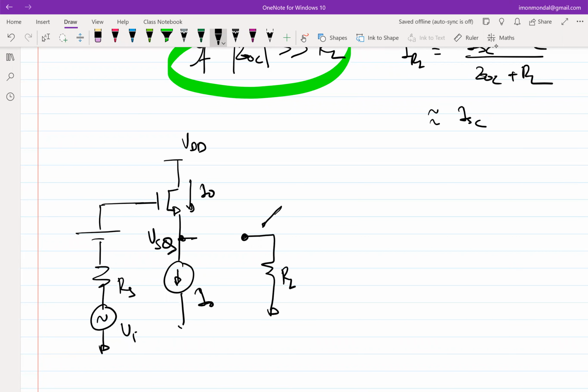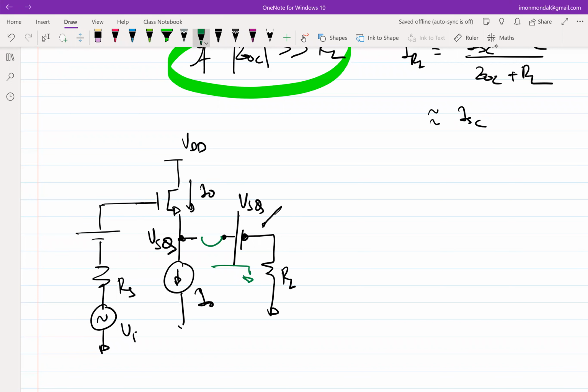But I cannot do that here because the quiescent voltage across RL left as is zero. So the alternate is to put a battery of value VSQ and then connect these two. Right. So then I will not be drawing any current into this network. If I don't draw any current into this network, then all the current I0 flows through the transistor. No harm done as far as the quiescent point is concerned.